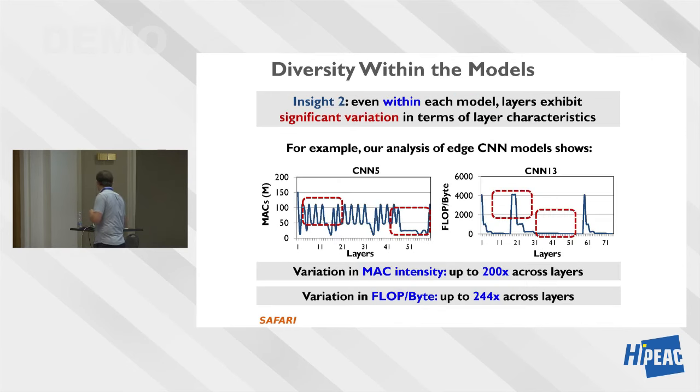And then the second insight is even within a model, different neural network layers exhibit different characteristics. These are different layers, numbered, and this is multiply and accumulate operations. You can see that there's a huge variation. And this is layers and arithmetic intensity. Again, there's a huge variation, and these are different convolutional neural networks.